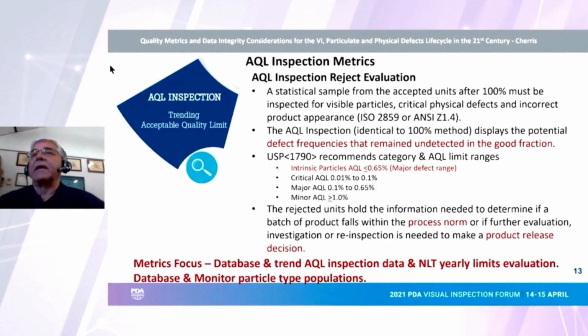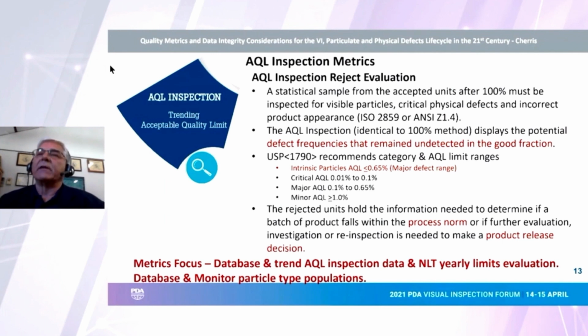Next piece of the puzzle is the AQL inspection. The AQL inspection is the statistical samples that are re-inspected by the identical 100% inspection method to determine the effectiveness of that initial 100% inspection. And we look at the defect frequencies that remain undetected in that good fraction.